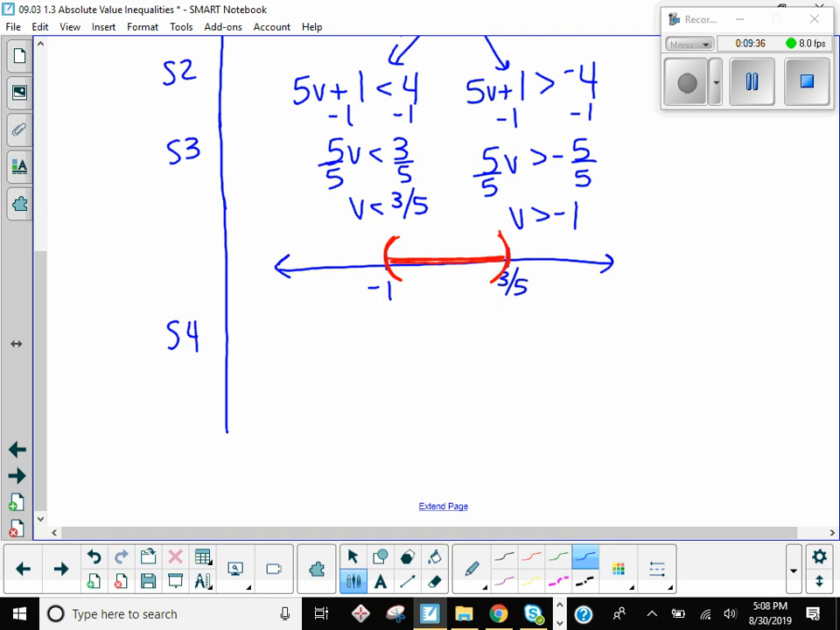And the last step is to write it in interval notation. So it's all the values between negative 1 and 3/5. The variable is v, so v is an element of the interval negative 1 to 3/5 with parentheses. Negative 1 is your left endpoint, 3/5 is your right endpoint, and this notation also means everything in between.